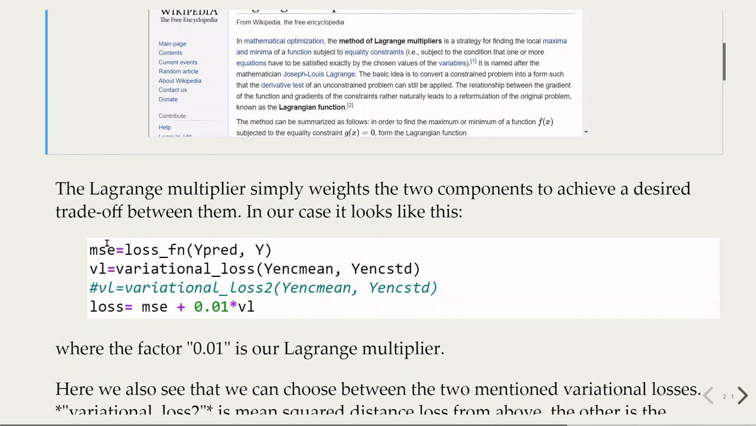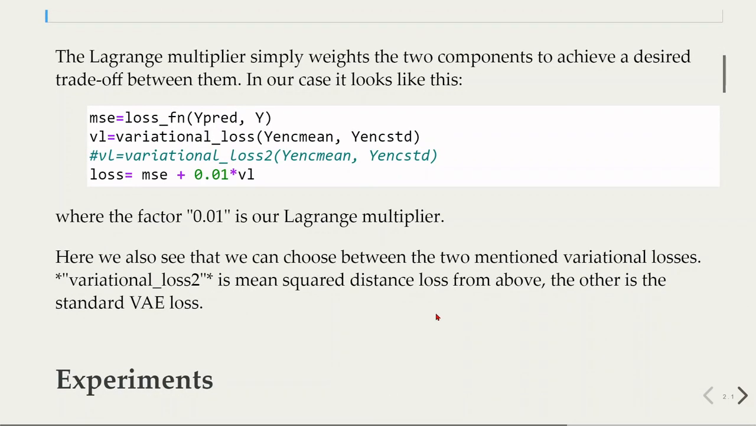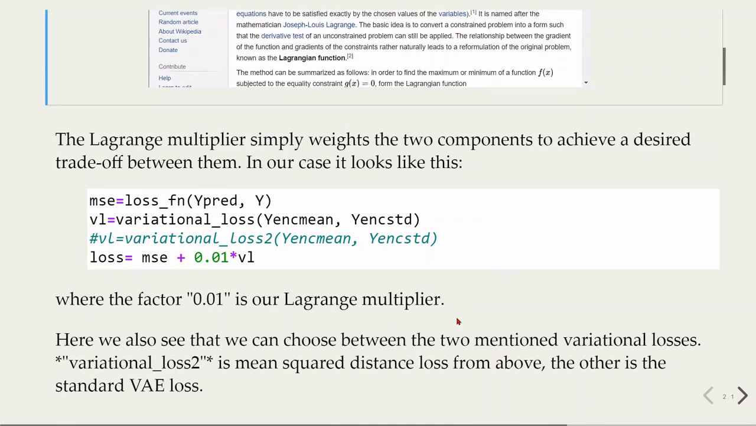So we will have our mean squared error loss plus the variational loss with a factor of 0.01 in our case, and this is our Lagrange multiplier. Here we also see that we can choose between two mentioned variational losses. So we have the variational loss and also the variational loss 2, that is the mean squared distance from above, and the standard variational autoencoder loss.